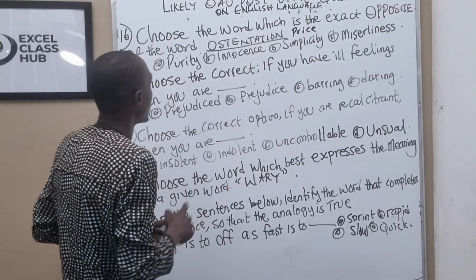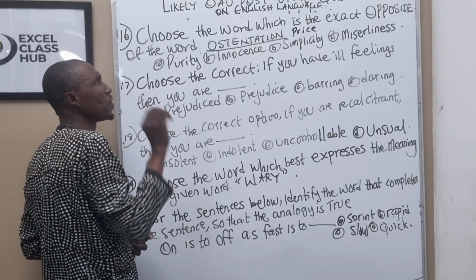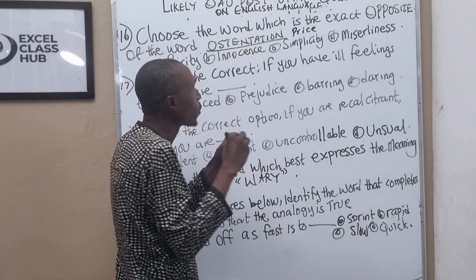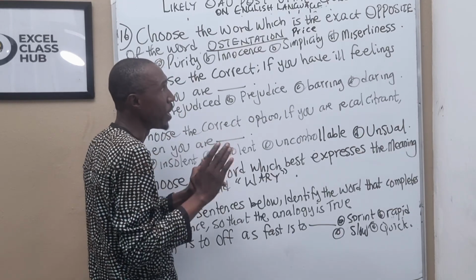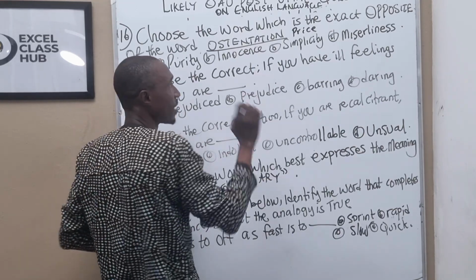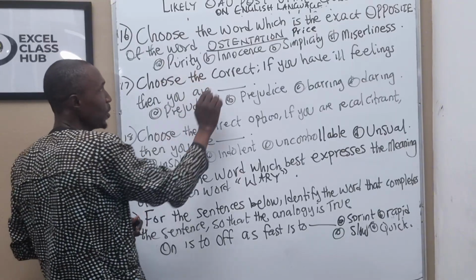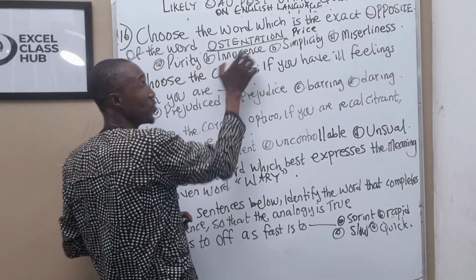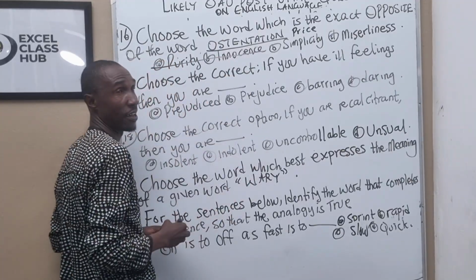Now, check the options given to you. Whenever you see options that are related, just know that the answer cannot be there. This is an alternative way of getting the correct answer to a question. You have the word purity. You have the word innocence. When you are pure, automatically you are what? Innocent. So these two can't be your answer.